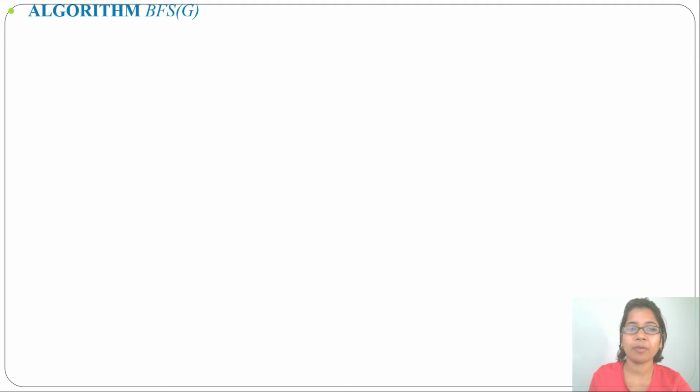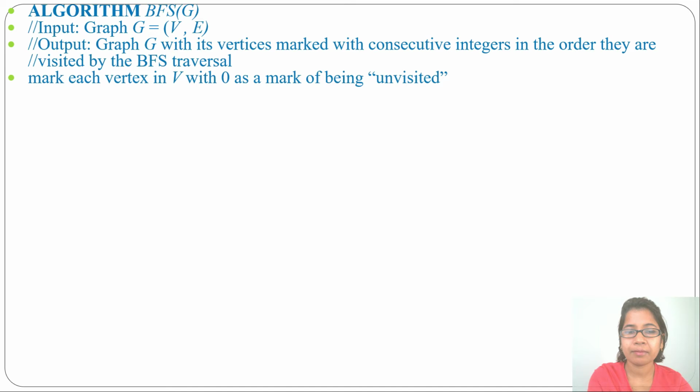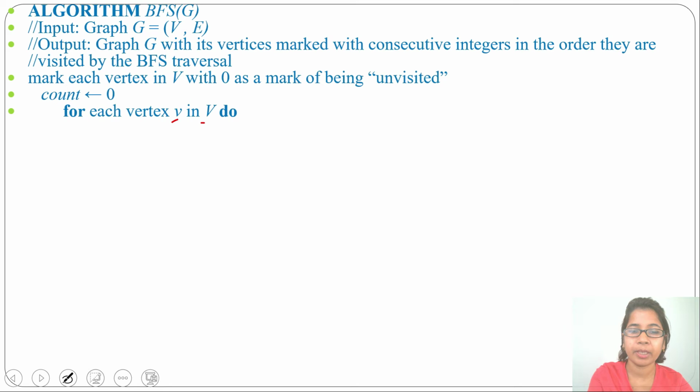Let's discuss the algorithm of BFS. Input will be a graph having a set of vertices and edges, and output will be a graph with its vertices marked with consecutive integers in the order they are visited by the BFS traversal. So output will be a sequence of vertices in which we will traverse the graph. First, mark each vertex in V with 0 as a mark of being unvisited. 0 means unvisited. Then we'll take one variable count and initialize it to 0. Then for each vertex V in V, that is every vertex of V, do: if V is marked with 0, meaning V is unvisited, then BFS(V).